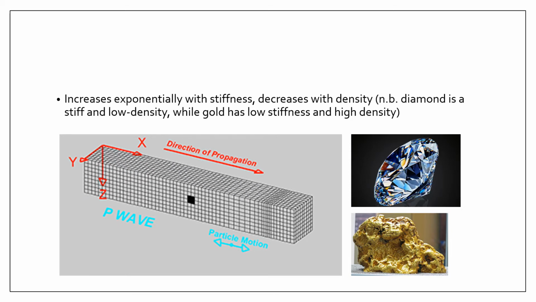And another factor that affects compression wave velocity is the density. Technically, compression wave velocity decreases with density. And it's important to distinguish between stiffness and density. For example, diamond is a very stiff material but has a low density, while gold, which can easily deform and undergo permanent deformations, has a low stiffness but very high density.